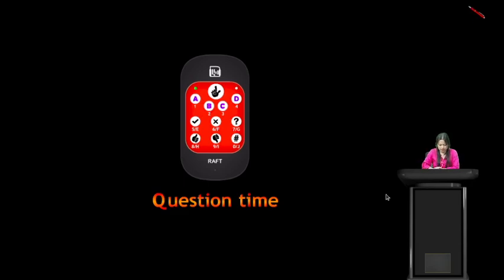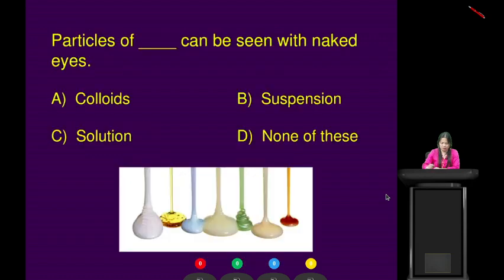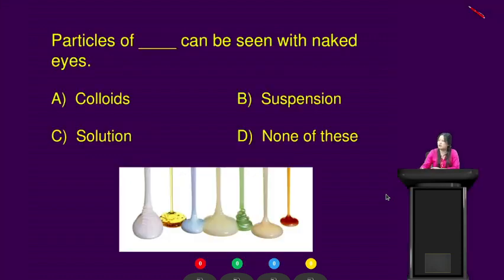Okay, students, coming back to the previous question. The question we have here is: particles of dash can be seen with naked eyes. I'm giving you 30 seconds for this question. Your time starts now. Option A is colloids, option B is suspension, option C is solution, and option D is none of these. Students, which of the following options is the correct answer?